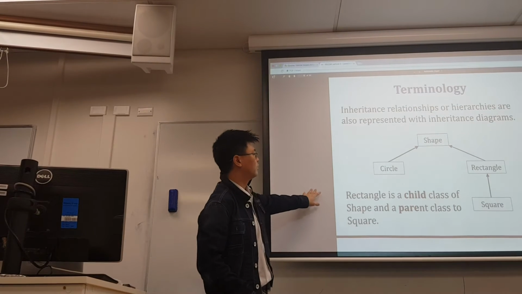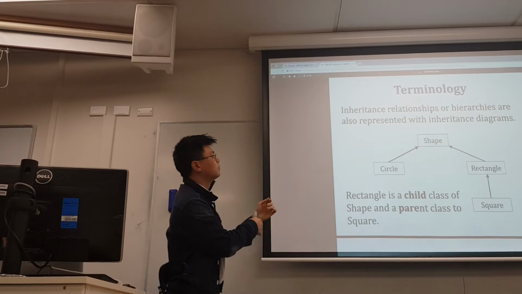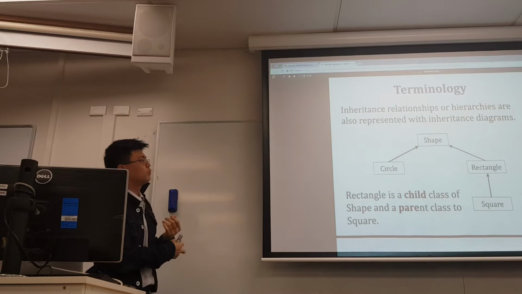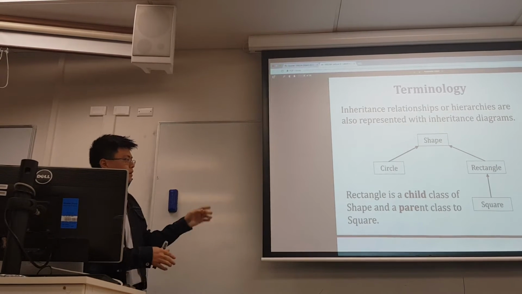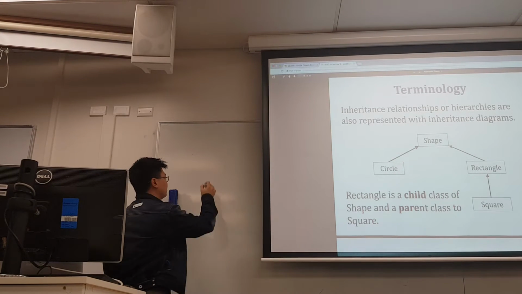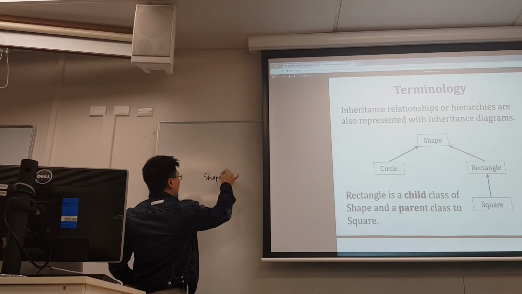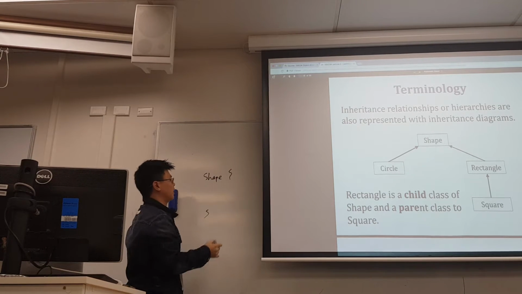In terms of terminology, you can already draw this diagram. But in terms of programming, let's think about what shape does, what shape has, and what other classes can inherit from it. So we have a shape. A shape has what? I guess area.